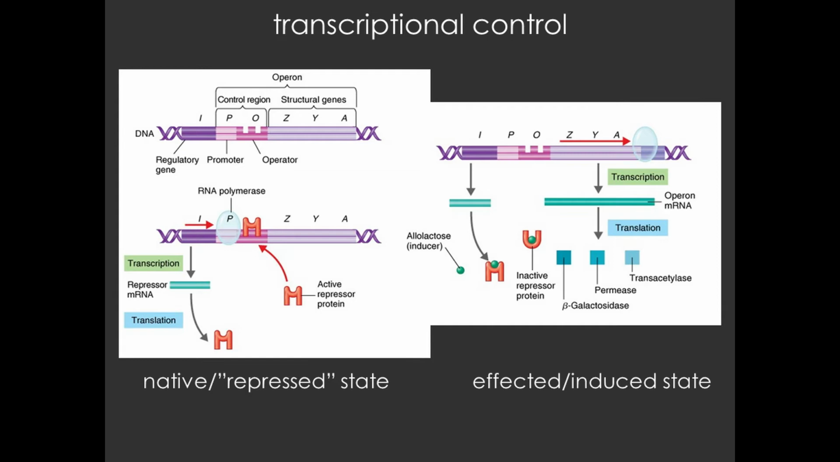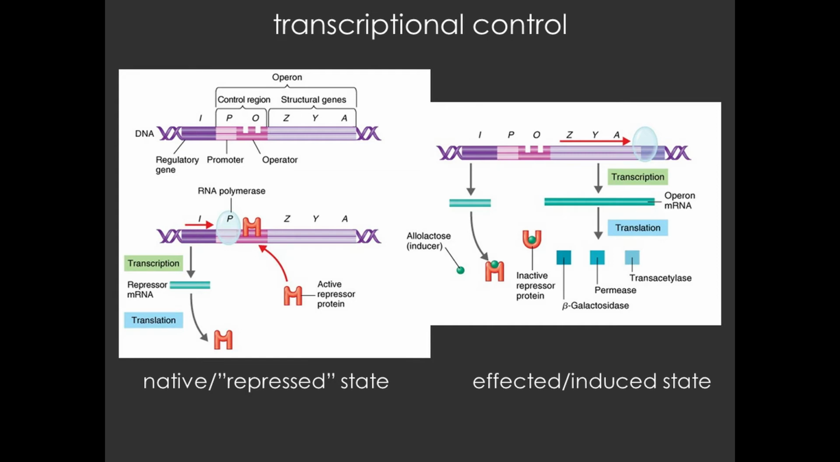So when the repressor's active site has changed shape, it's no longer able to bind to the operator region, which means that RNA polymerase can move through the operator and start transcribing and translating those LAC-Z, LAC-Y, and LAC-A genes into the proteins shown here, beta-galactosidase, permease, and transacetylase, which are all involved in the catabolism of lactose.